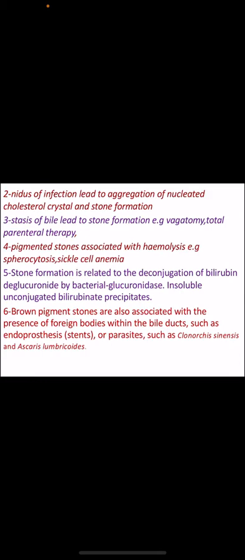The second theory behind the formation of the gallstone: the nidus of the infection, which leads to aggregation of the nucleated cholesterol crystal and stone formation. And the third theory, stasis of the bile leads to stone formation, like vagotomy operations that we used to perform for peptic ulcer, duodenal or gastric ulcer. We perform vagotomy, and this vagotomy leads to decreased motility of the stomach and the biliary tree, and leads to stasis of the bile and formation of the gallstone.